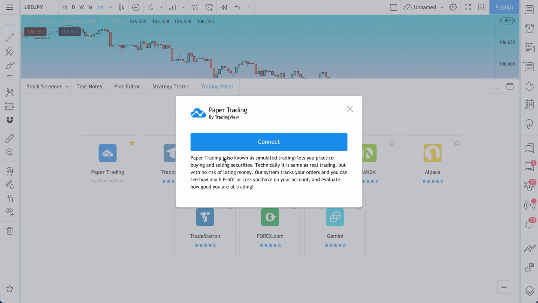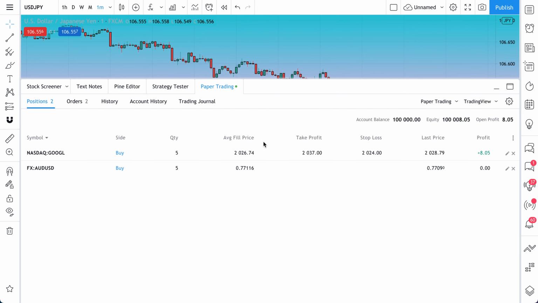As you see, paper trading, also known as simulated trading, lets you practice buying and selling securities. There is no risk of losing real money. Our system tracks your orders and you can see how much profit or loss you have on your account. Click connect and you're ready to go.